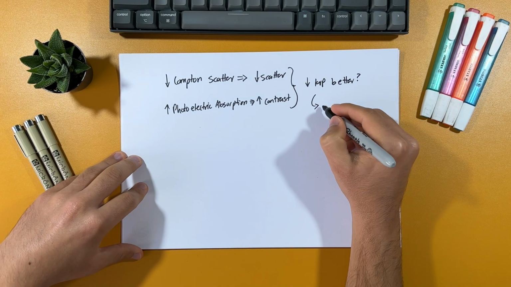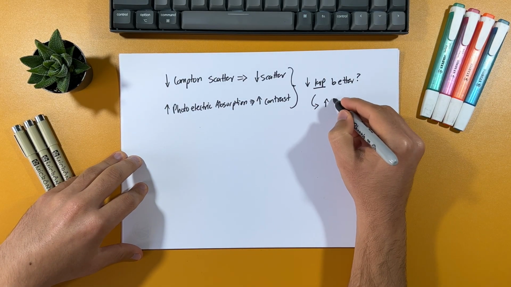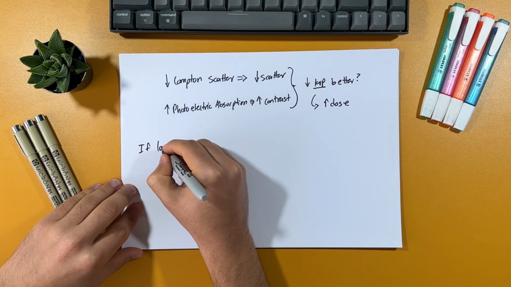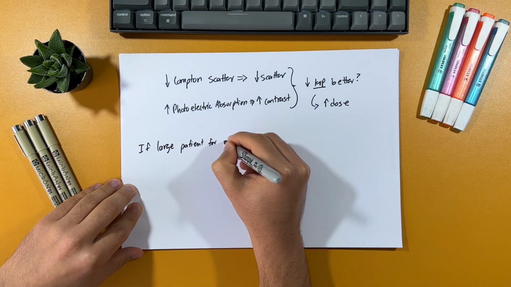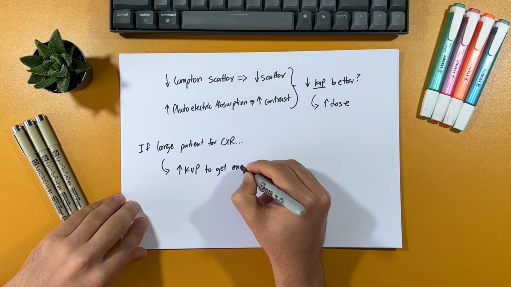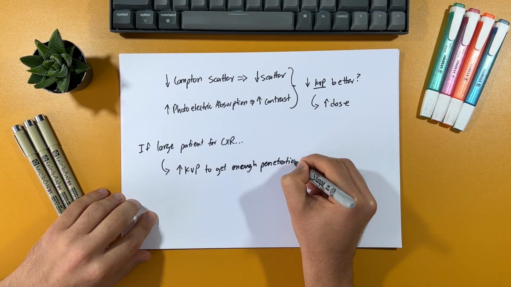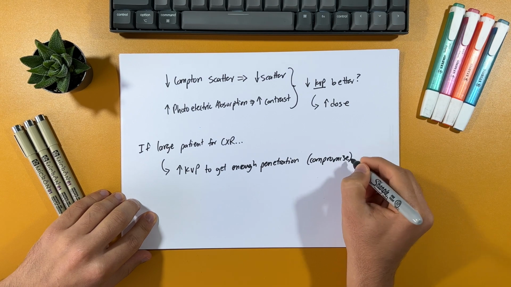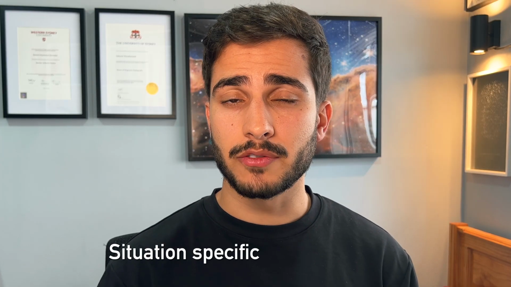First of all, a lower kVp is equivalent to a higher patient absorbed dose. And secondly, sometimes if we have quite a large patient coming in for a chest X-ray, we actually need to compromise the image contrast so we preferentially increase our kVp in order to have enough penetration to get a decent quality image. So there are challenges, and as you can see, it's situation specific and case based.